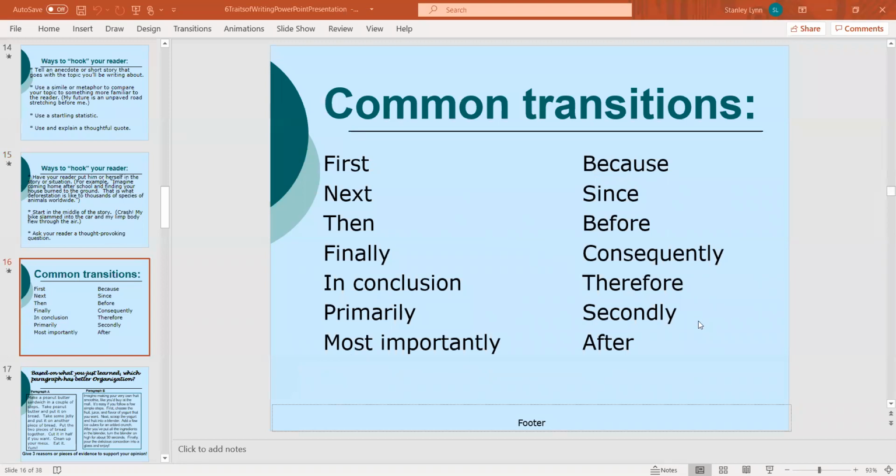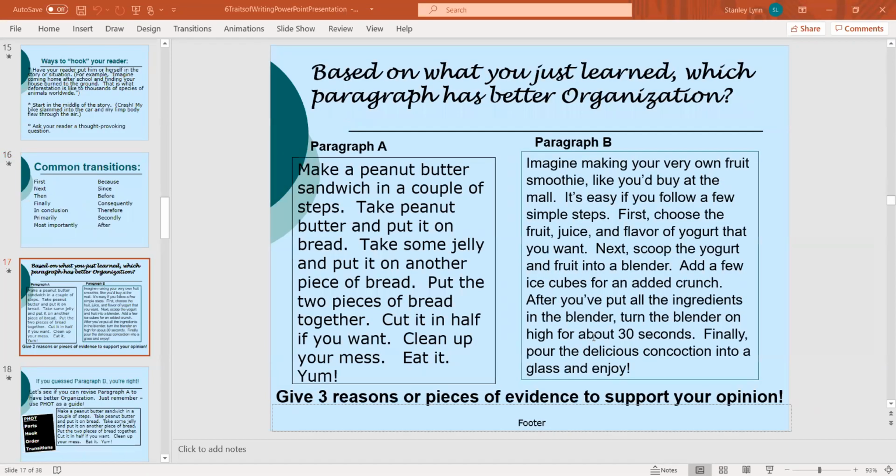Here are some common transitions. First, next, then, finally. In conclusion, primarily, most importantly, because, since, before, consequently, therefore, secondly, after. That is just a few. There are hundreds, okay?